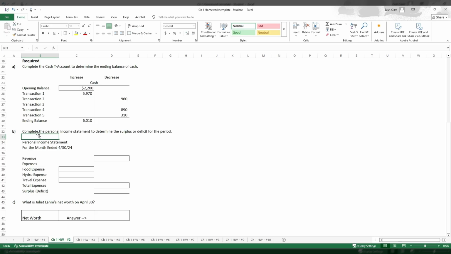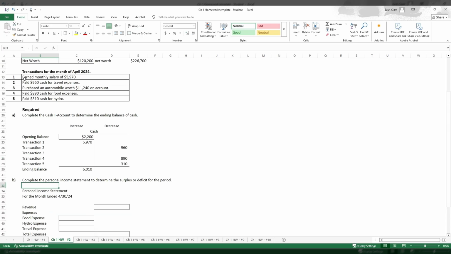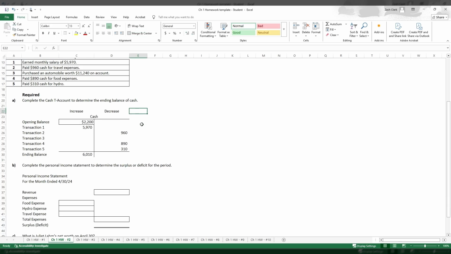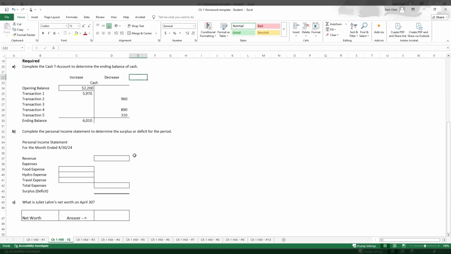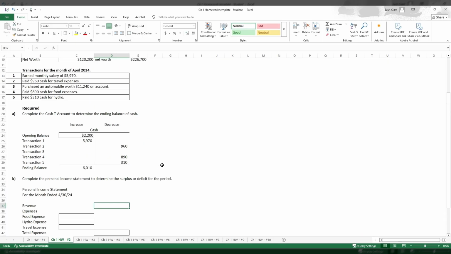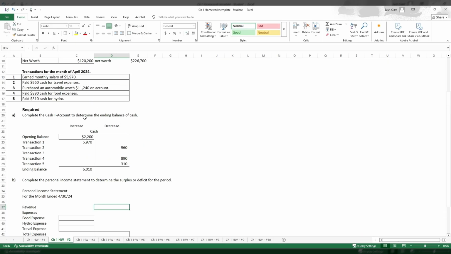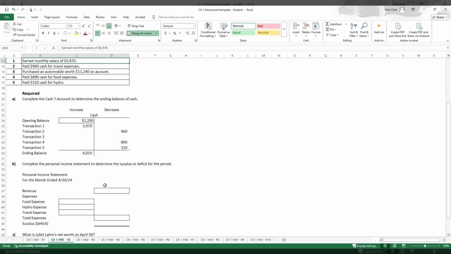Okay, now part B asks us to complete the personal income statement to determine the surplus or deficit for the month ended in April, which is the month that corresponds to these transactions. And so when we talk about an income statement, what we're really going to be trying to dial in on is revenues and expenses. And so when we look above, first we need to identify revenues. Revenues are earnings essentially. And so we see that we earned $5,970.